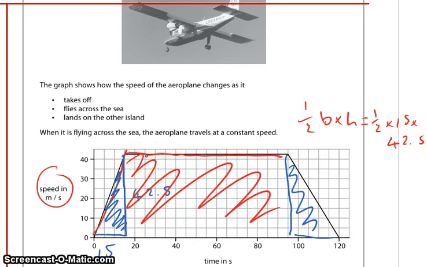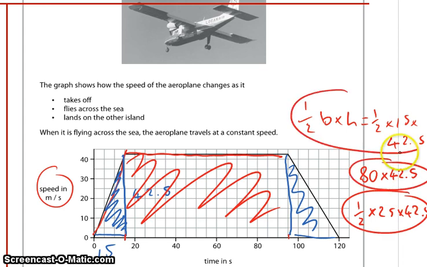For the middle rectangle, where we're going from 15 to 95, so that's 80, and we're timesing that by the height, which is 42.5. And then for the final one, we're going from 95 to 120, so it's going for half times 25 times 42.5. So these are my 3 different distances.